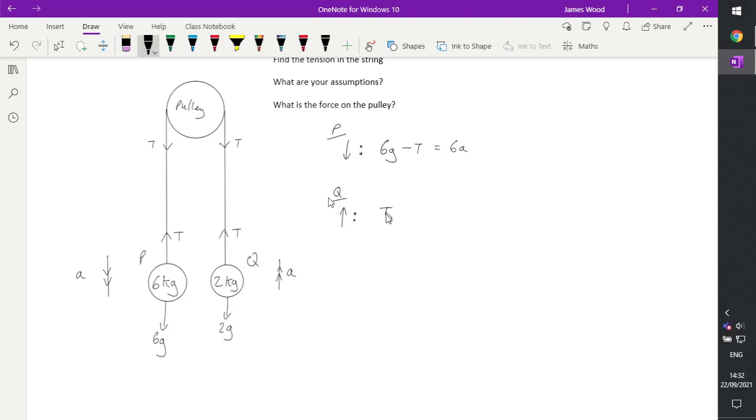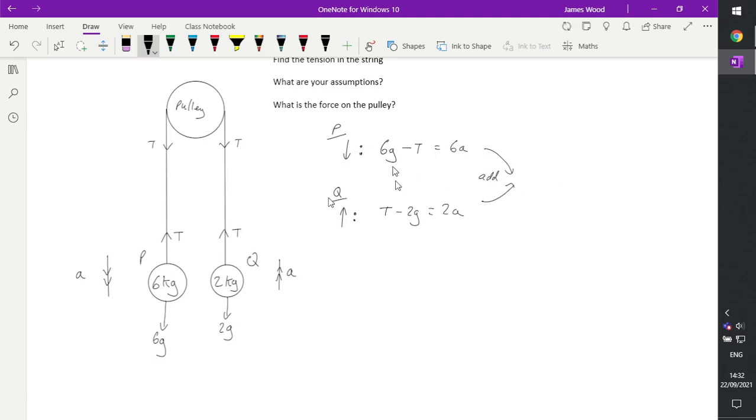So I've got T minus 2g equals ma, so that's 2a. And now I've got a pair of simultaneous equations that I can solve to find a and to find T. So what I'm going to do is add the two equations together. The reason for that is because then that eliminates T. The plus T and the minus T eliminate each other.